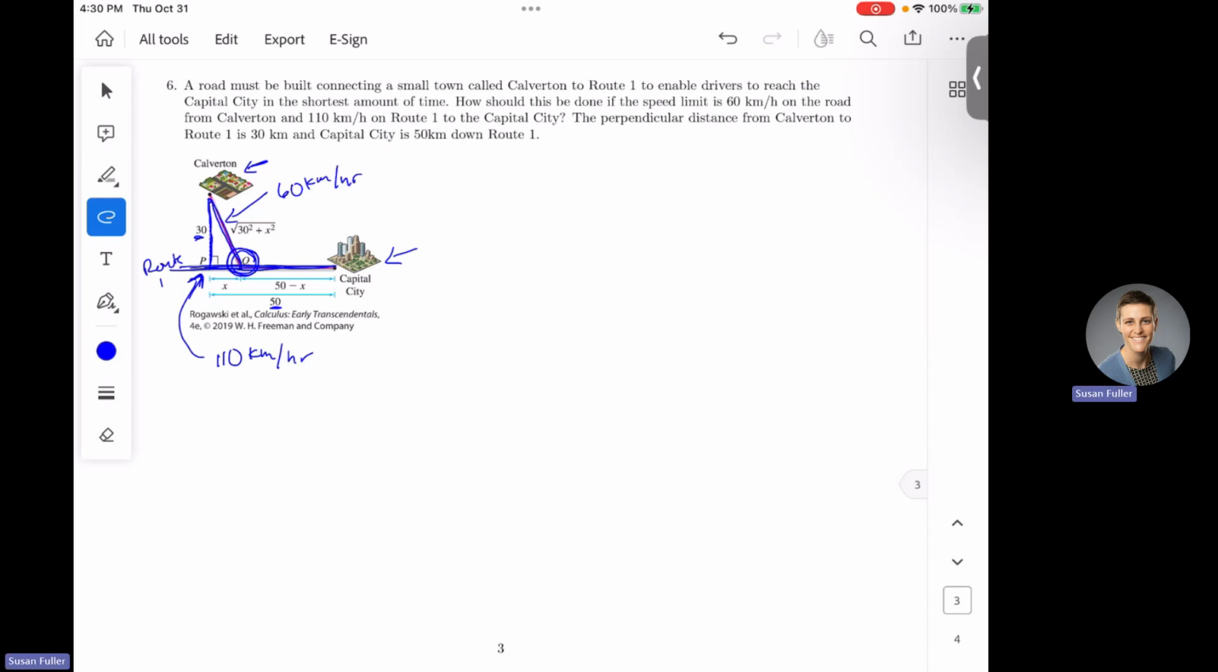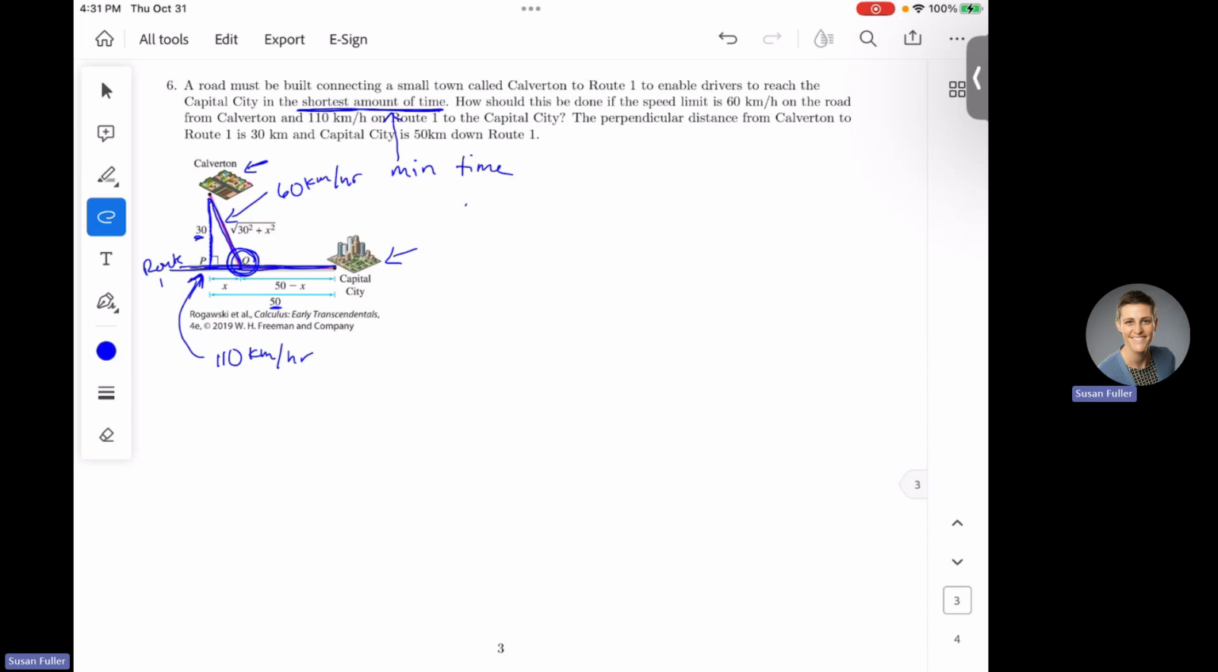What is it that we're trying to maximize or minimize here anyway? Because this should be an optimization problem. It should be a max or min somewhere. So we're trying to build this road to connect Calverton to Route 1 to enable drivers to reach the capital city in the shortest amount of time. That means we are trying to minimize time.